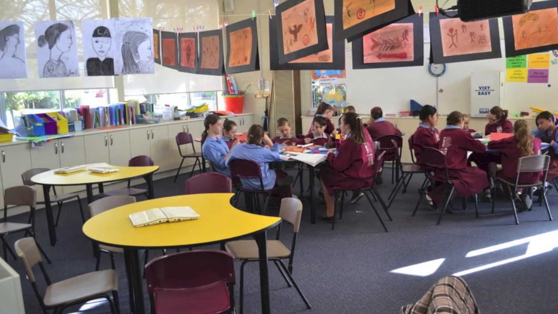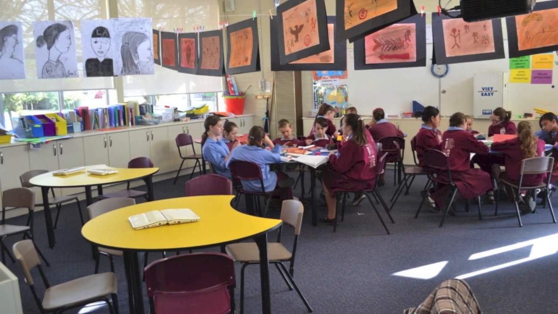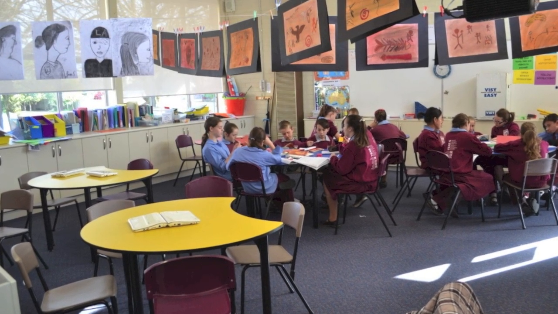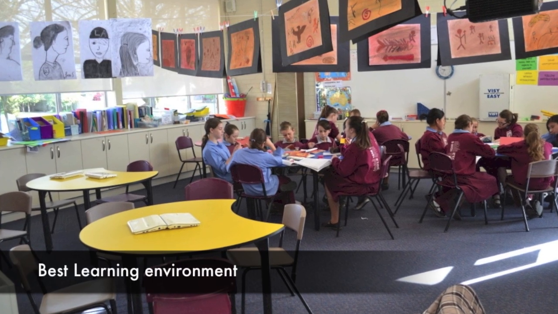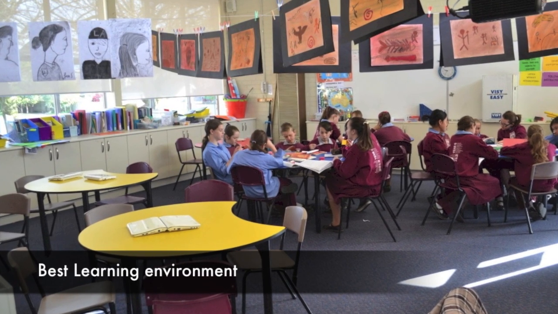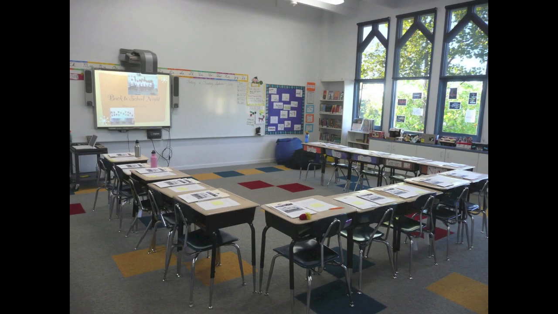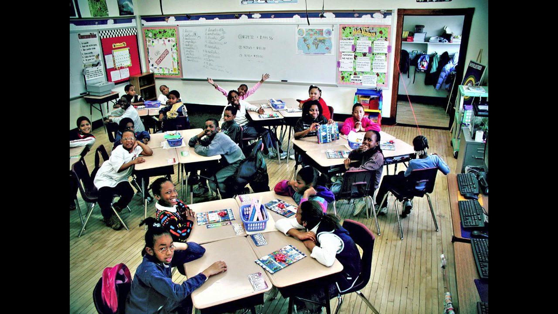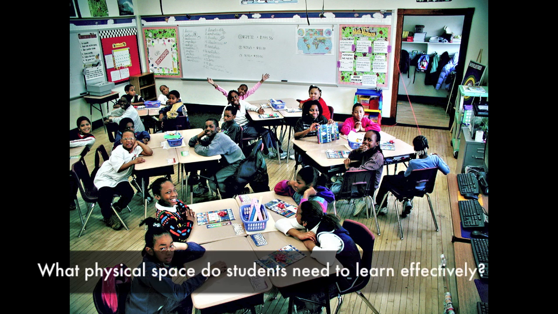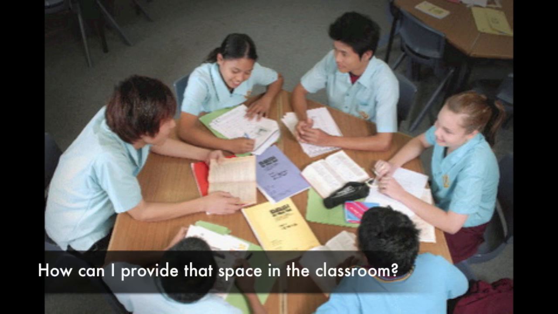So as you can see, there are many options for seating arrangements in your classroom. Choose one that provides the best learning environment to your new students. And don't be afraid of mixing it up. If one setup doesn't work as well, then try another. So just to review, start with asking yourself 2 simple questions. What physical space do students need to learn effectively? And as a teacher, how can I provide that space in the classroom?